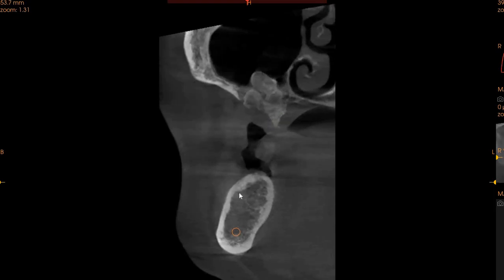This is the lower right 6 region. Again, D2 quality bone here. We've got very good ridge width, 9 millimeters of ridge width with 15 millimeters of height.